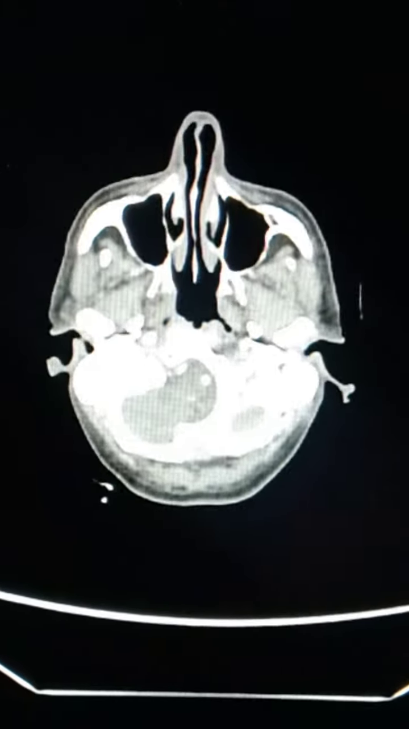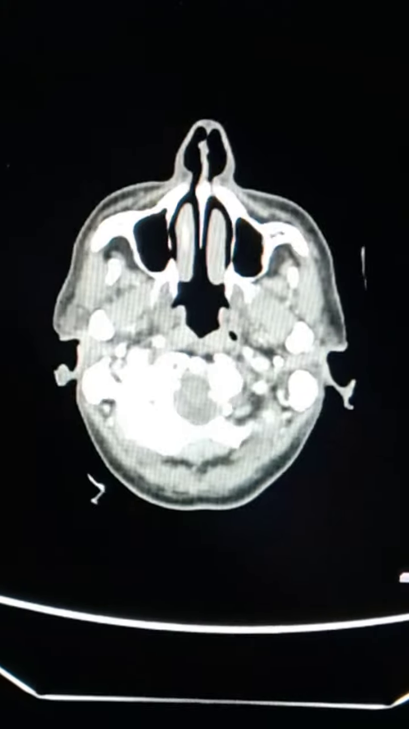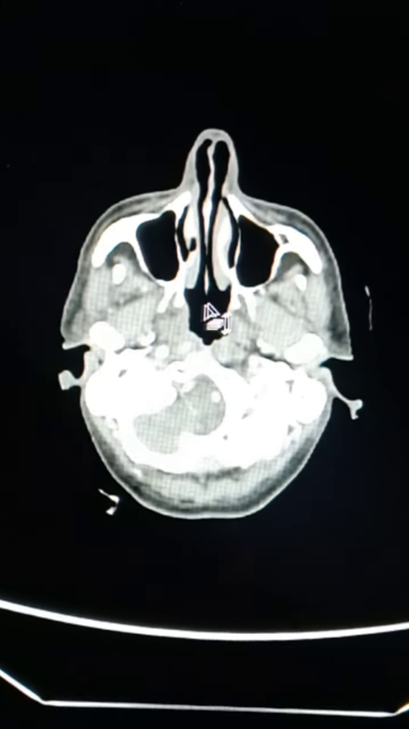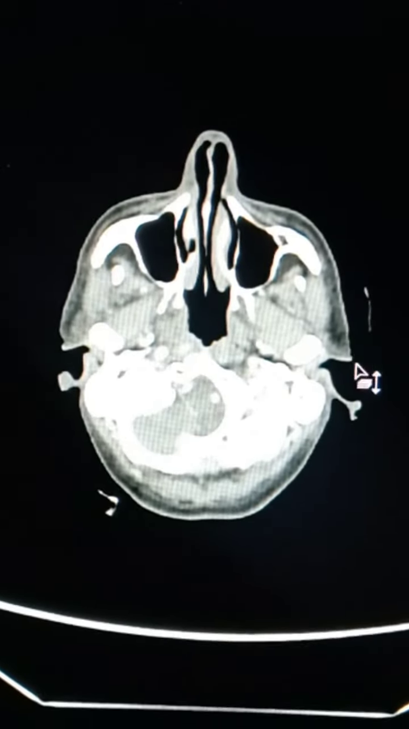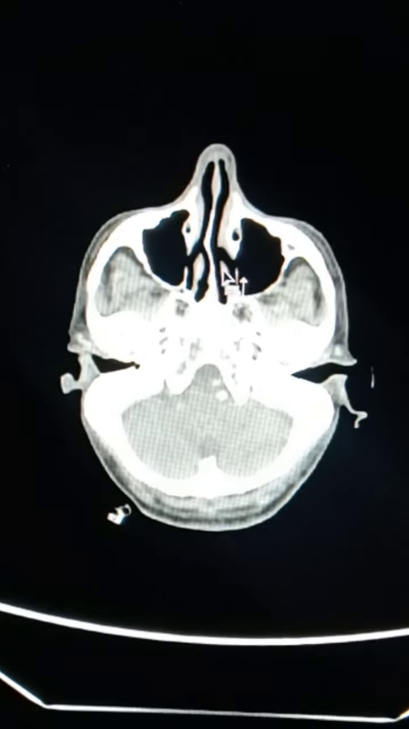Now we enter into the base of the skull and into the neck. At the base of the skull, you can see the infratemporal fossa on both sides. Anteriorly, these are the maxillary sinuses. The maxillary sinuses open into the nasal cavity. There is a nasal septum, and these are the turbinates.